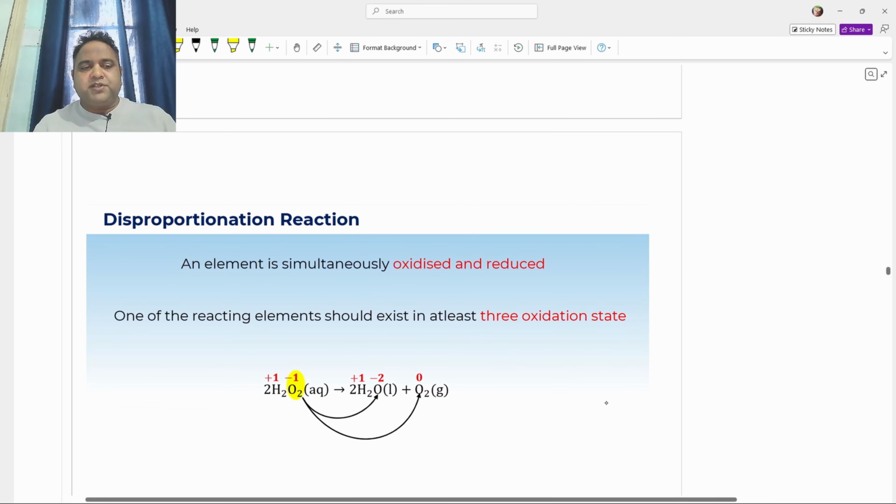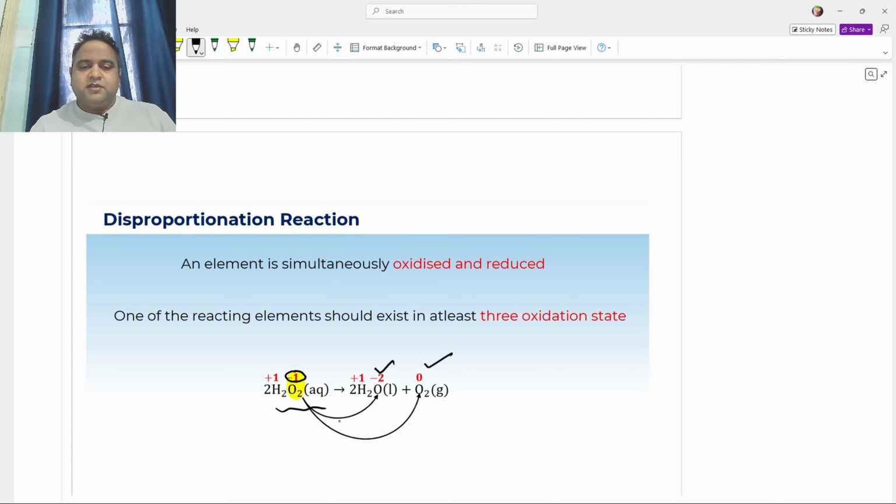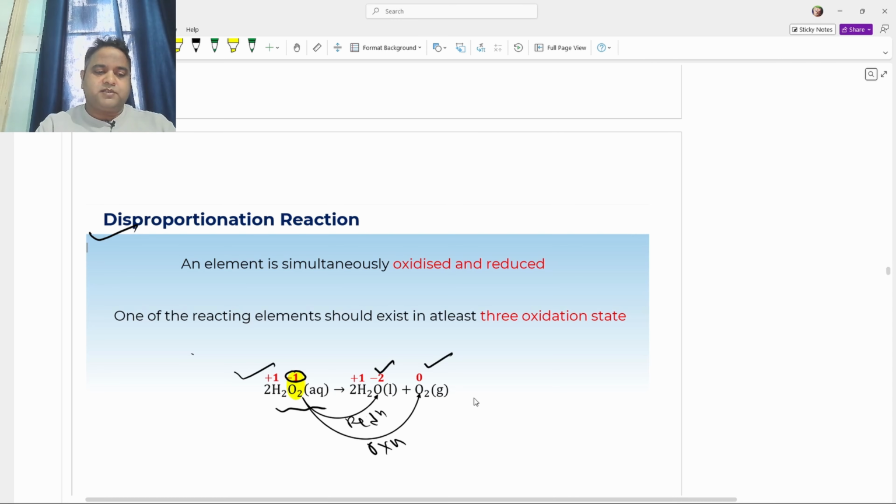What do you mean by disproportionation reaction? Left hand side, this oxygen is having -1, right hand side, this is having -2 and 0. The same element undergoes oxidation as well as reduction. So there is oxidation as well as reduction. The same element undergoes oxidation as well as reduction, then it is said to be a disproportionation reaction. When the same element undergoes two variable oxidation states, then also it is a disproportionation reaction.